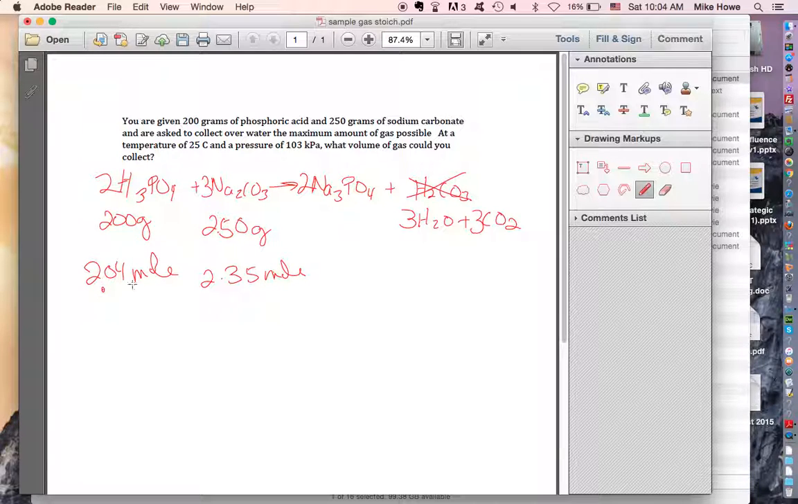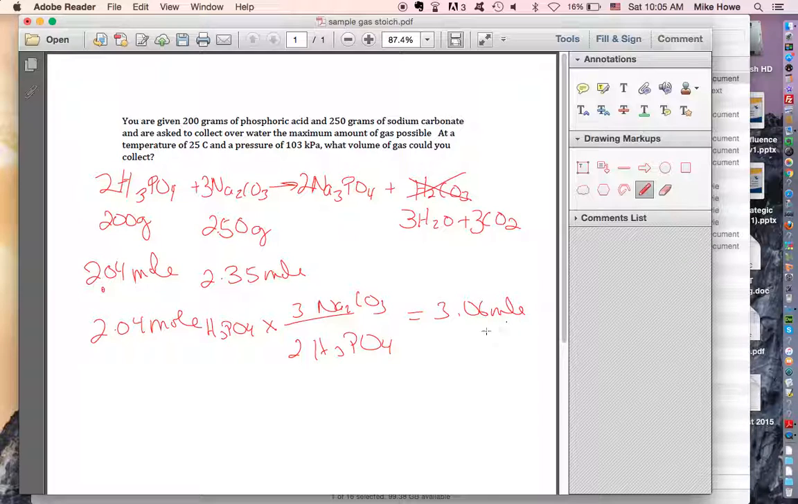So we're looking at a 2 to 3 ratio. If I take the 2.04 moles of phosphoric acid, determine real quick how many moles of sodium carbonate I would need to consume that, to be a 3 to 2 ratio. So I'd end up with 3.06 moles of sodium carbonate. That's how much I need. But I don't have that much. I only have 2.35 moles. So that means that the sodium carbonate's limiting. It's going to run out first. So the amount of product is going to depend on the sodium carbonate, which I'm going to write here.